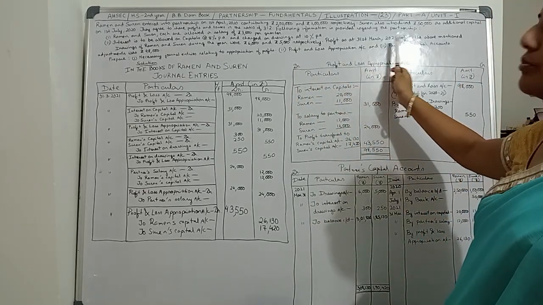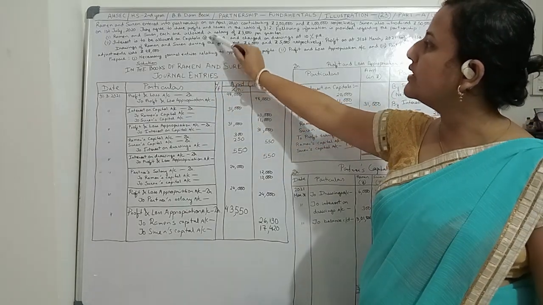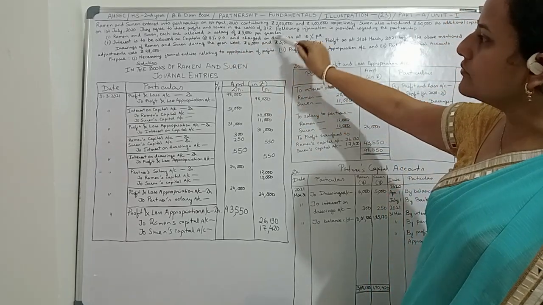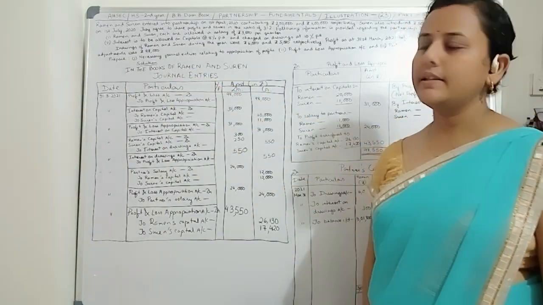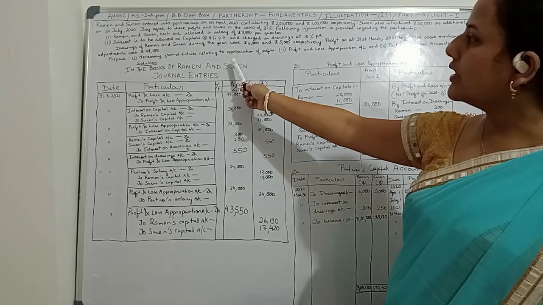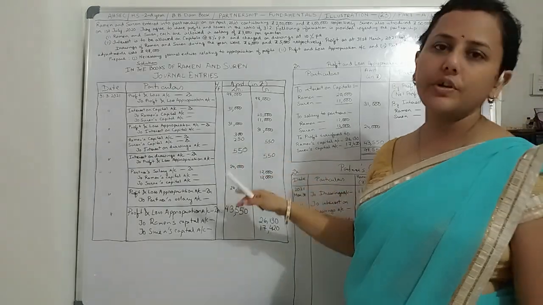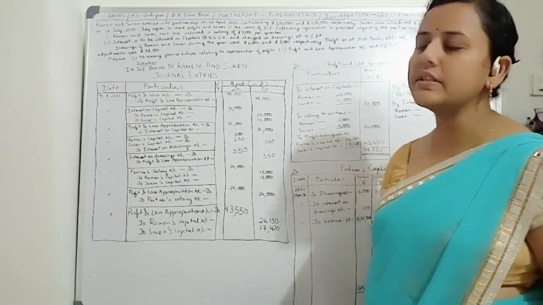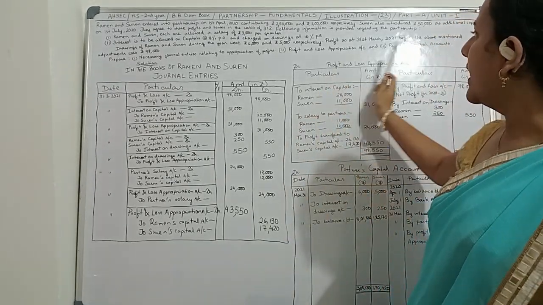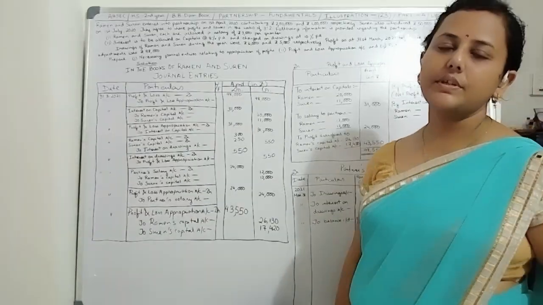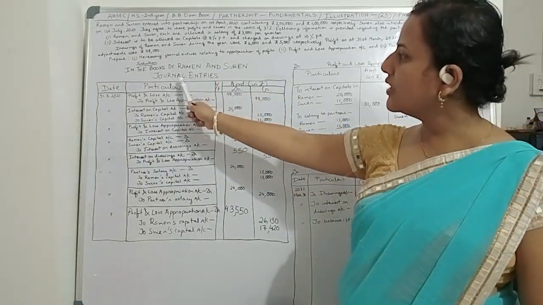Profit as on 31st March 2021, that is before the above mentioned adjustments, was rupees 98,000. This is the net profit. Prepare necessary journal entries relating to appropriation of profits. So basically you have to pass journal entries relating to appropriation of profits, prepare the profit and loss appropriation account, and also prepare the partners' capital accounts. Got it? Here I have done the journal entries in the books of Ramesh and Suren.